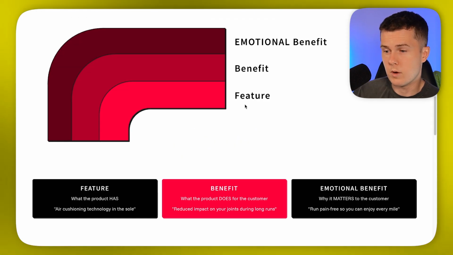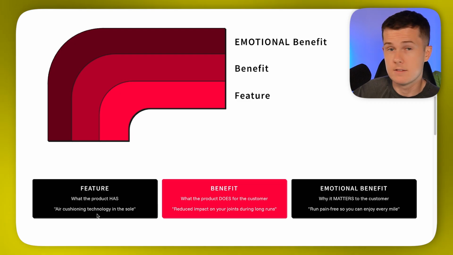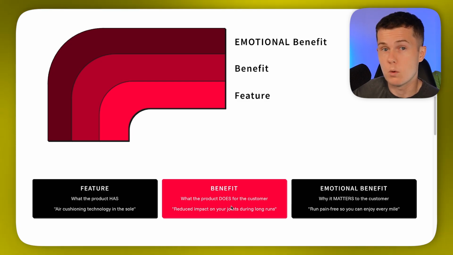So at the bottom, you have features, which is what the product has. So for example, you'd say air cushioning technology in the sole. That's just a specification. Now, one rung up, you have benefits, what the product does for the customer. So that becomes reduced impact on your joints during long runs. So that's better, but we're not done yet.